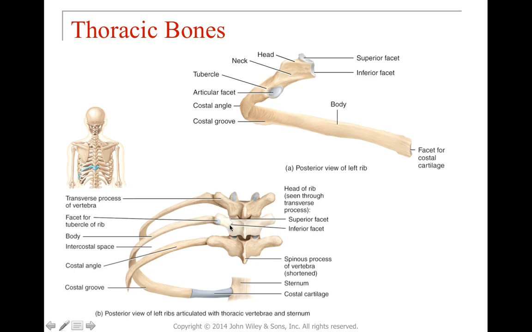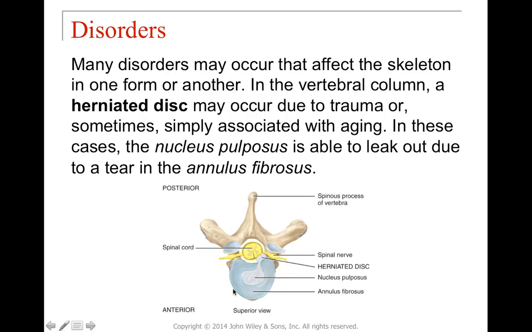So they connect to the spine in three different regions: the superior facet, the inferior facet, and the facet for the tubercle. And that's going to be on both sides. As we move all the way to the outside, it's also going to connect to the costal cartilage by this facet here for the costal cartilage, which then is going to connect in to the sternum. All right, so that's ribs.